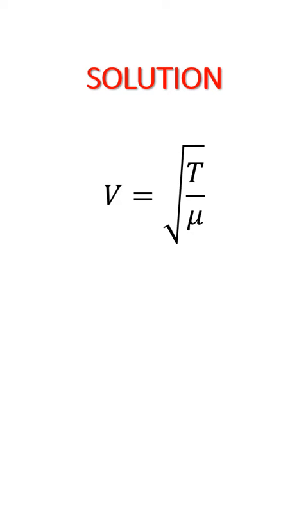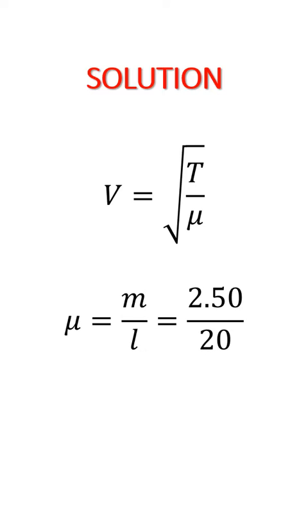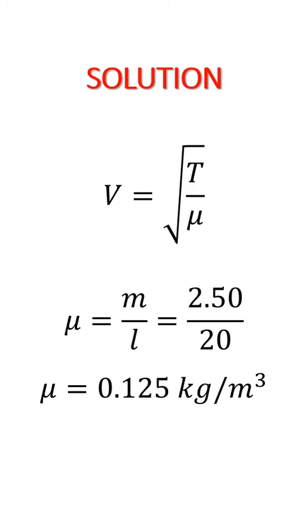To solve this problem, we can use this formula. V is equal to root of T upon mu, where V is the speed of wave, T is the tension, and mu is mass per unit length. Therefore, the value of mu can be calculated as m upon L, which is equal to 2.50 upon 20. So after calculation, we'll get the value of mu, which is equal to 0.125 kg per meter.